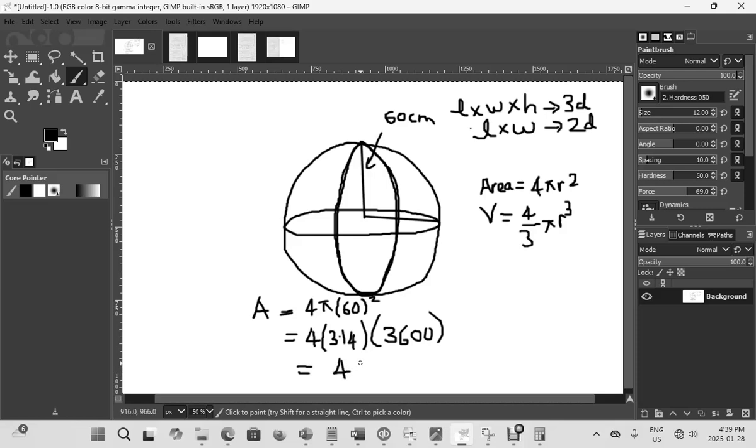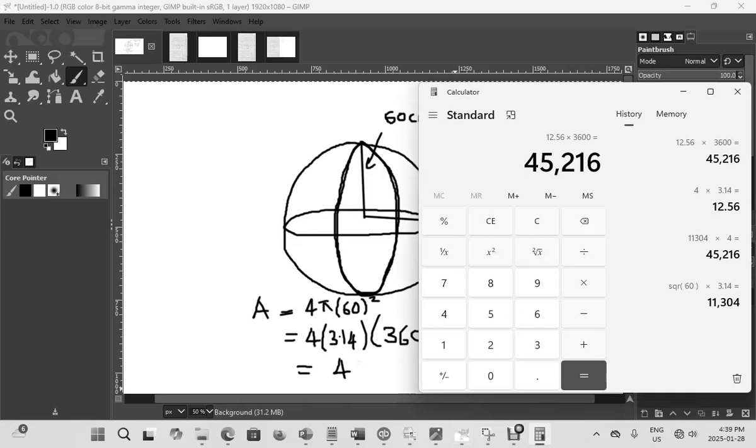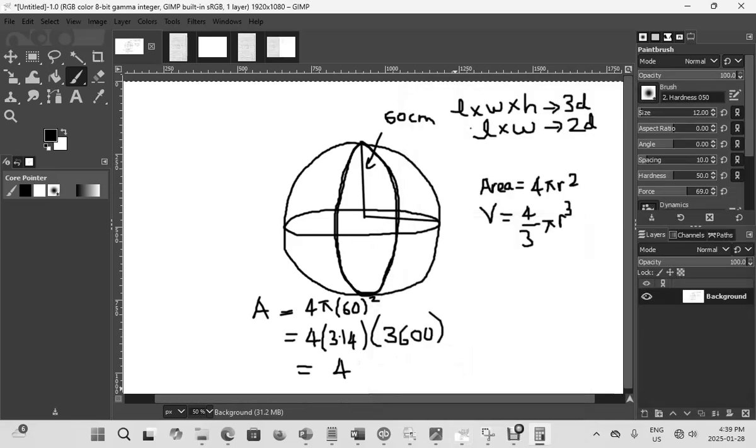Because area is length times width, it will be centimeter by centimeter, so that becomes centimeter squared. In this case, this is a circle, and it will be 45,216 centimeters squared.